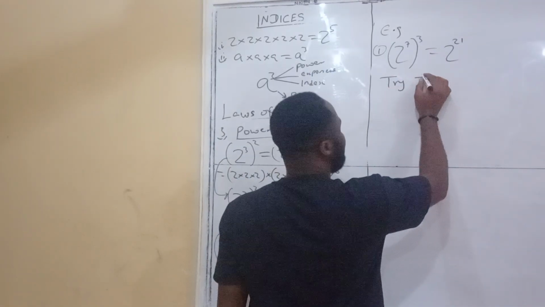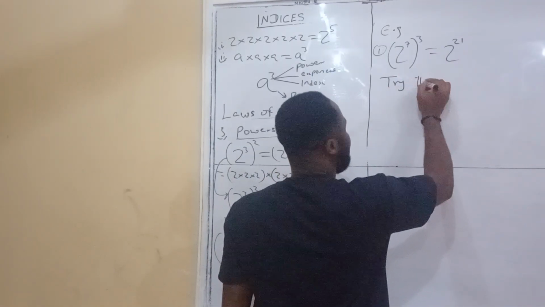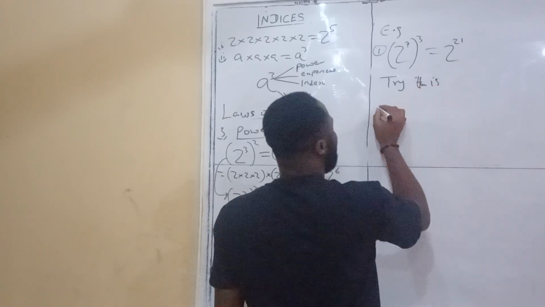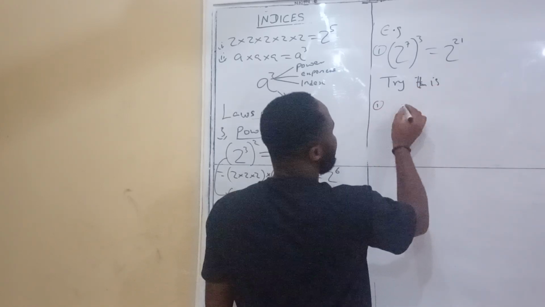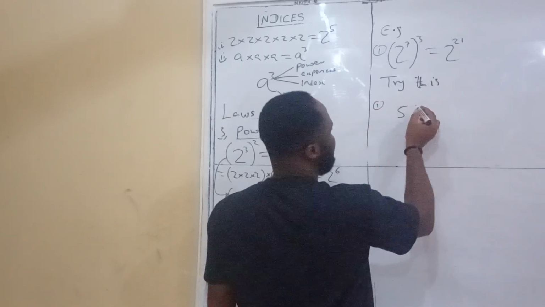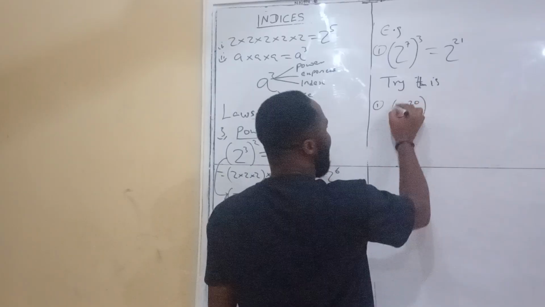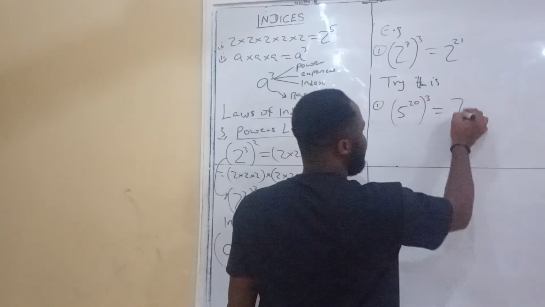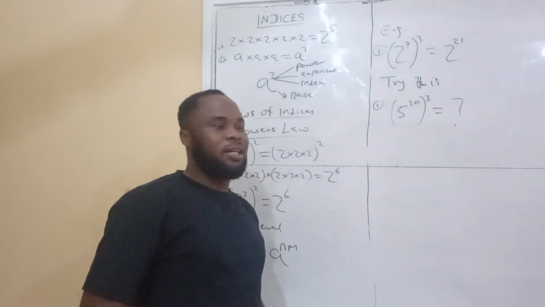Now, try this, okay? Try this. When I have 5 raised to the power of 20, all raised to the power of 3, what is the answer?